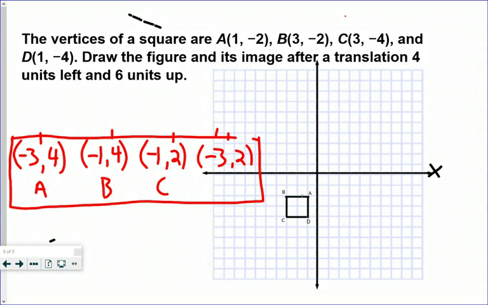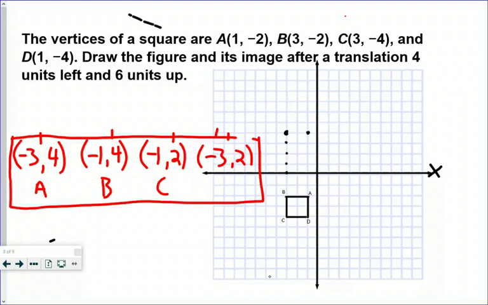So from 3 here, we're going to go over -1, 2, 3 to here, and then we're going to go up +4, 1, 2, 3, 4. This will be our new point A right there. For the next one, we're over -1, up 1, 2, 3, 4. That'll give us our new one right there.